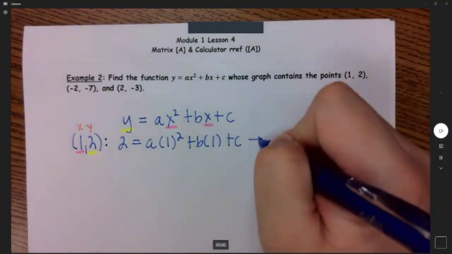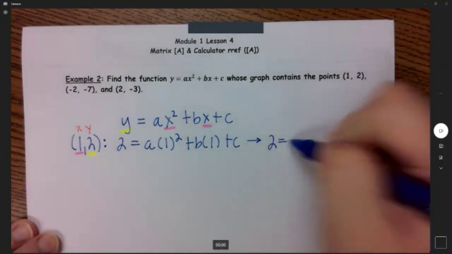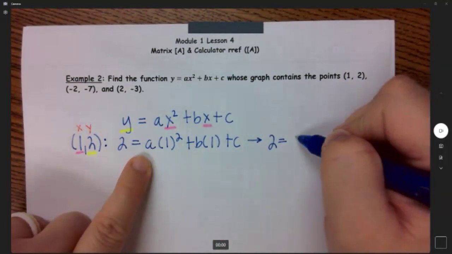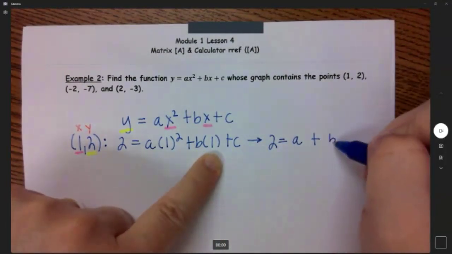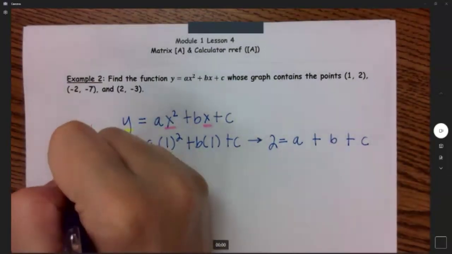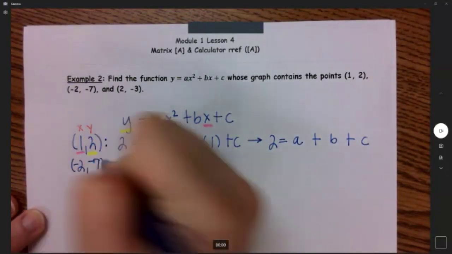Now I can simplify that a little bit. And we're going to have 2 equals 1 squared is 1, and 1 times a is just a, plus b times 1 is b, and then bring over your plus c. We're going to do this 2 other times with these 2 other ordered pairs.